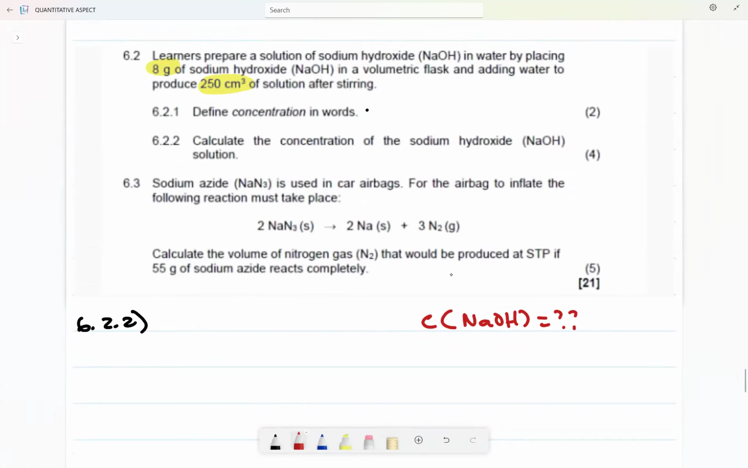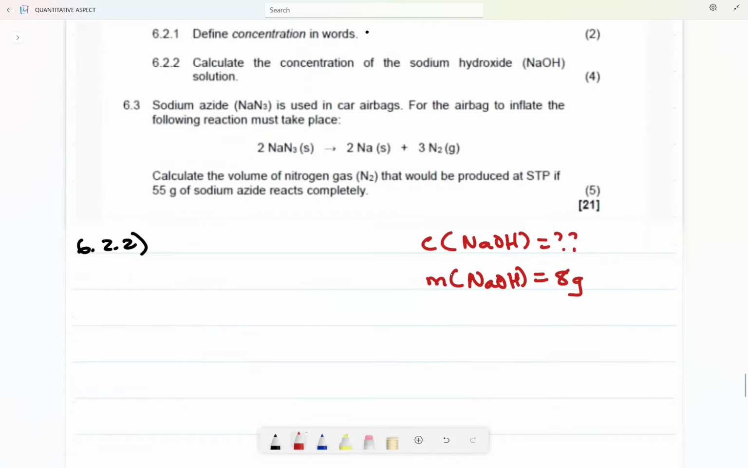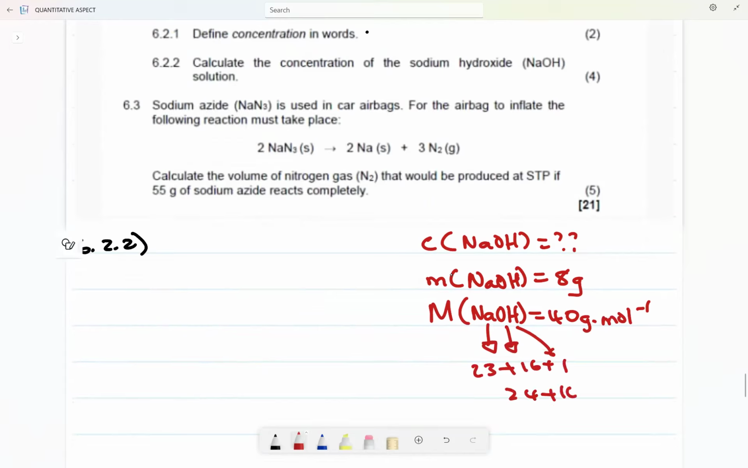Sodium hydroxide in water by placing 8 grams of sodium hydroxide. Remember, grams is the mass of sodium hydroxide. And every time I'm given a mass of something, I need to calculate its molar mass. We already calculated this in some of the previous videos. Remember, Na is 23, plus oxygen is 16, plus H is 1. Then it's going to give you 24 plus 16, which is actually 40. Every time they say mass, I need molar mass. If you can know that in your head, you are done.